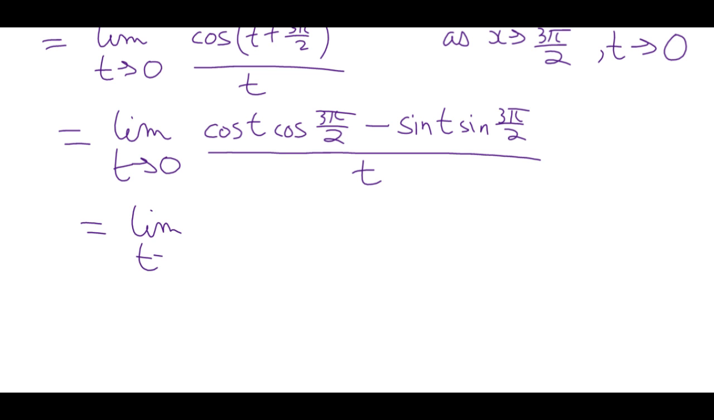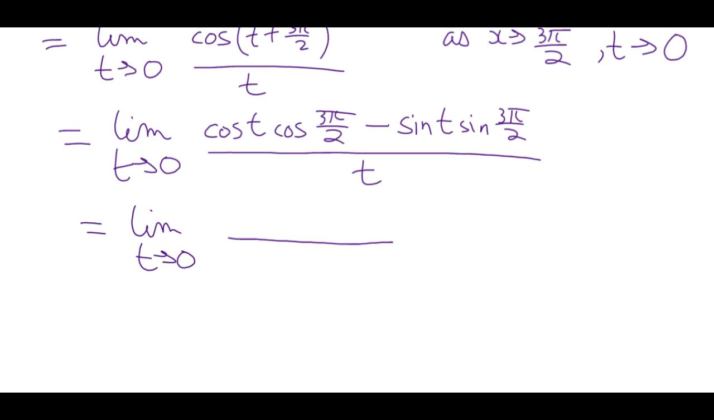0. The limit as t approaches 0, so this whole thing becomes 0. What's the sine of 3 pi over 2? Negative 1. Okay. So what does this top expression become?